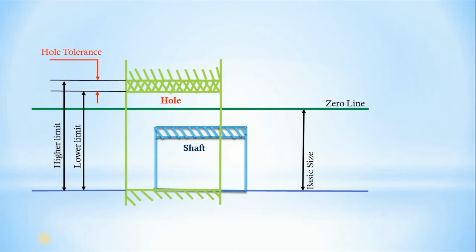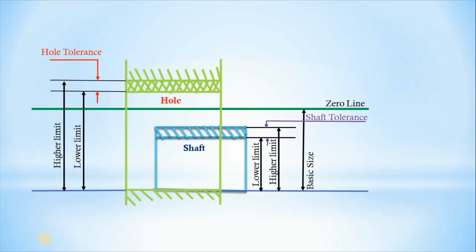In the same way, based on the shaft tolerance we get two limit sizes, the higher limit and the lower limit. The higher limit is the maximum permissible limit of the shaft, and the lower limit is the minimum permissible limit of the shaft. If the manufactured parts fall in between these two limits, then that part will be accepted; otherwise it may be rejected or given for rework.